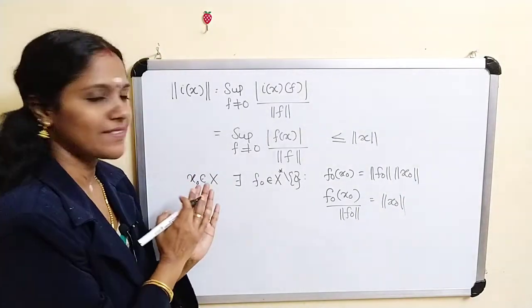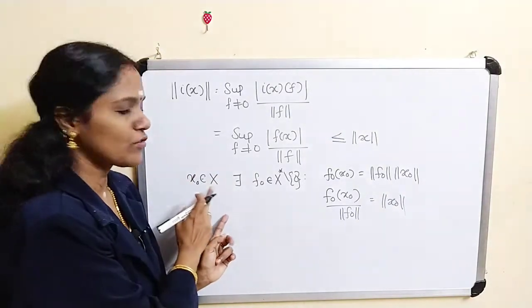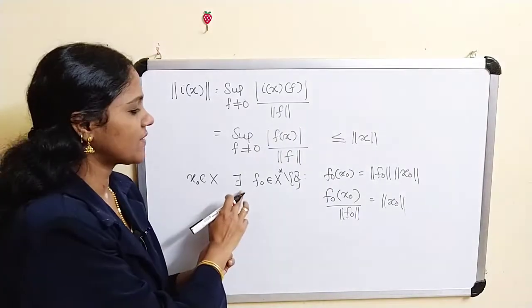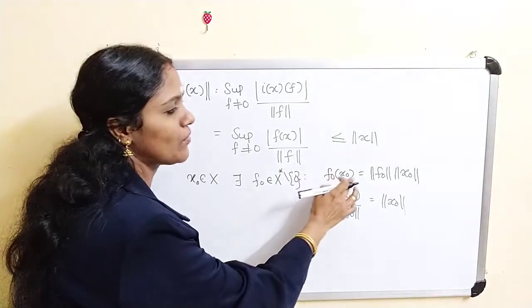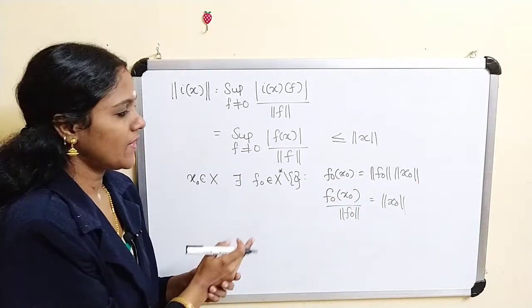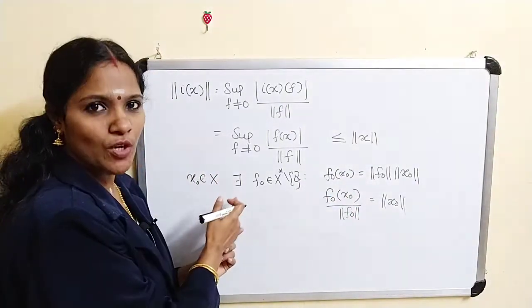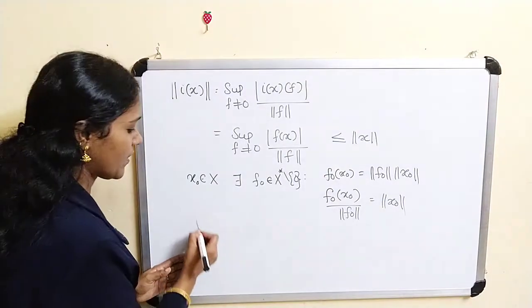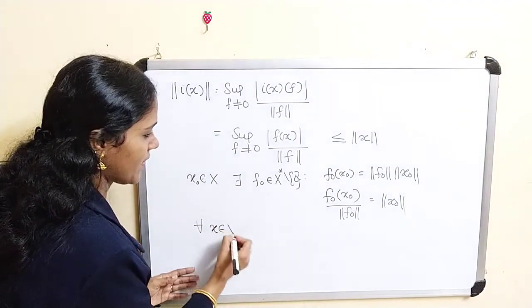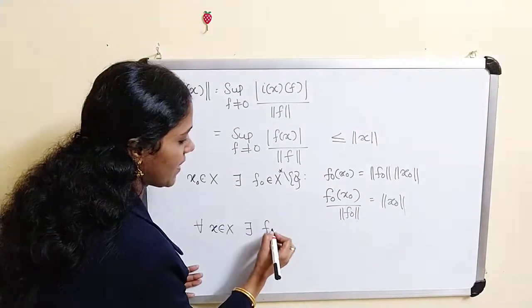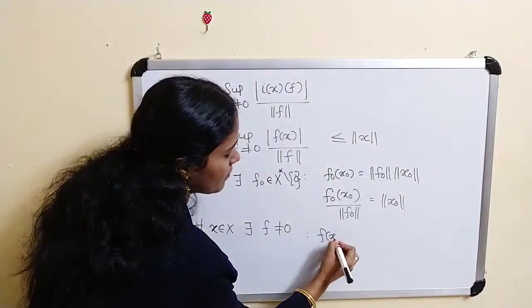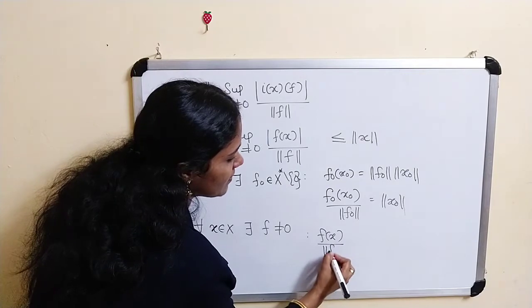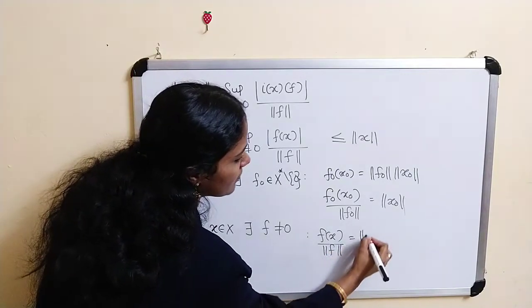But we have a result: if x naught belongs to x, any x naught belongs to x, there exists an f naught belonging to x star minus 0 such that f naught of x naught equals this one. That means for every x belonging to x, there exists an f not equal to 0 such that f of x by norm of f is equal to norm of x. We have this result.